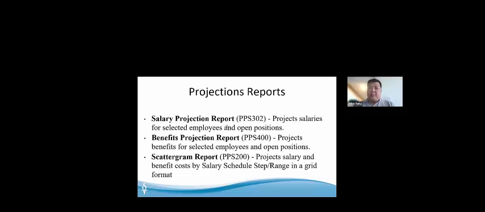So the salary projection report projects salary for selected employees and open positions. The benefits projection report projects benefits for selected employees and open positions. And the scattergram report, maybe this might not be as popular around, but it's a really interesting report. It projects salary and benefit costs by salary schedule, step, and range in a grid format. So you'll see the salary schedule, and the x-axis will be the steps, and the y-axis will be the range. And then you'll see how much FTE and salary and benefits are being used there.